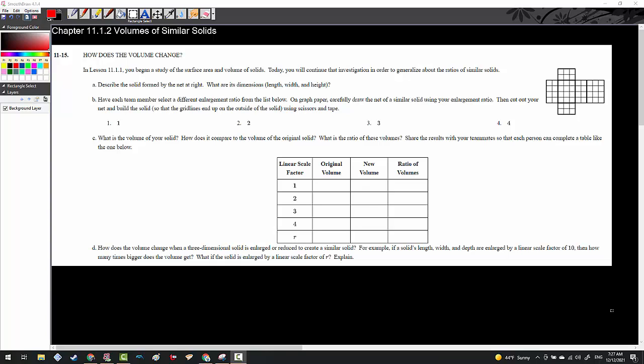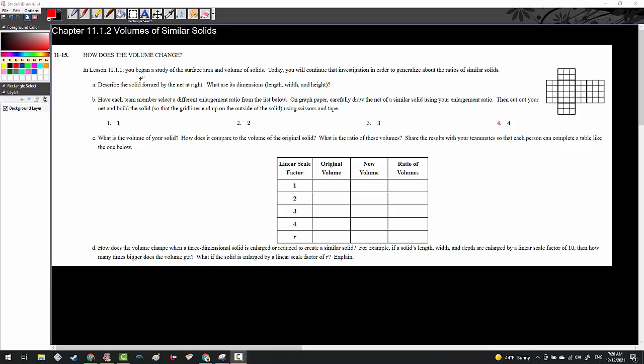In today's episode, we will be discussing Chapter 11.1.2, which is the volumes of similar solids. What we're going to determine today is similar to how when we saw area scale factor be affected by linear scale factor. Today we're going to see what happens when we have a volume scale factor being affected by linear scale factor. And I think if you remember the area lesson, then the volume should be somewhat predictable, the result anyway. It says in 11.1.1, we began a study of surface area and volume of solids. We're going to continue that investigation in order to generalize ratios of similar solids.